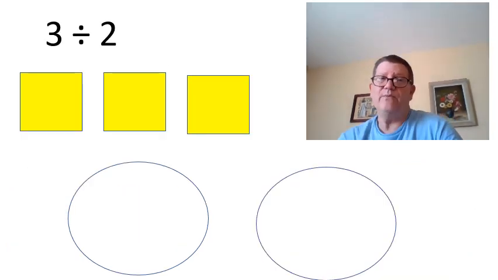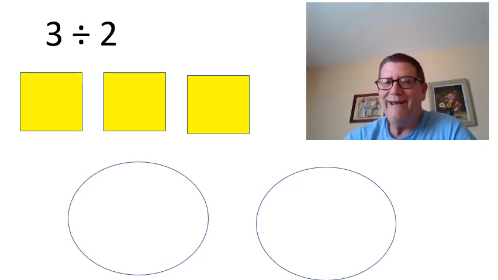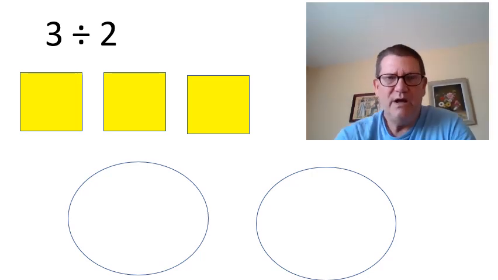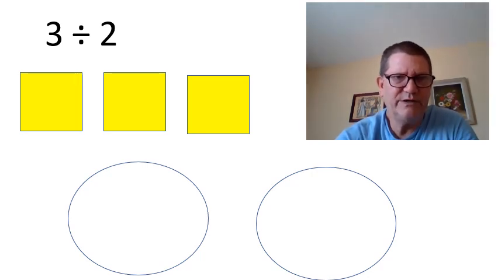Now we got 3 divided by 2. What's the difference on this one? We're dividing a larger number by a smaller number this time. So, since I'm dividing them by 2, I'm going to take each one of my squares and divide it into 2 parts.